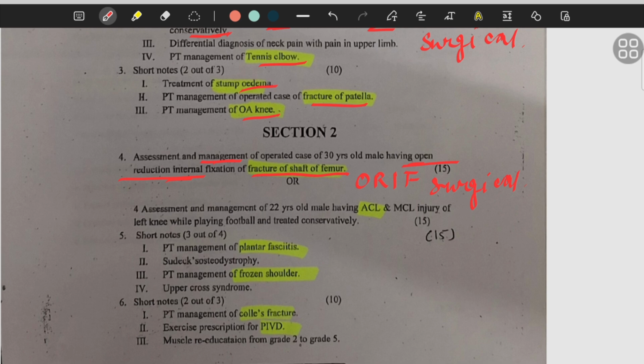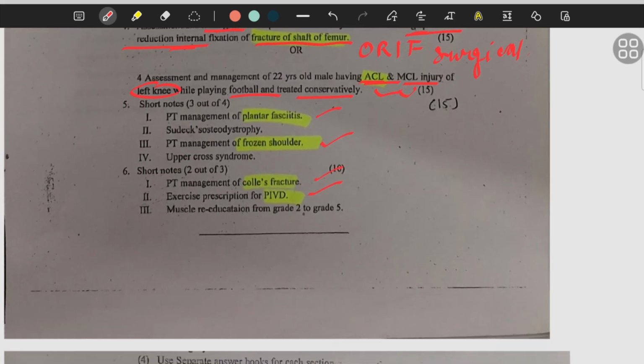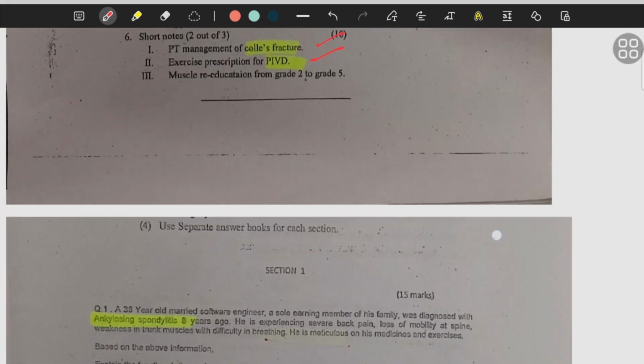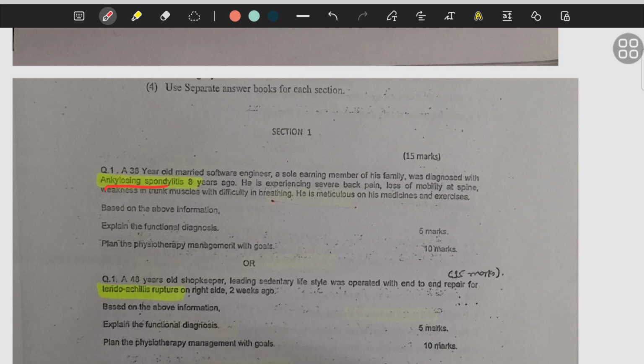Okay, then assessment and management of a 22-year-old man having ACL and MCL injury, left knee, while playing football and treated conservatively. So over here there are two ligament injuries, that is ACL and MCL. Then for 5 marks, plantar fasciitis, frozen shoulder, then Colles fracture, PIVD. If you see, till now the highlighted questions are the repeated questions. Then again, ankylosing spondylitis. If you want to know how these important topic questions are asked, you can just pause the video and read the question.